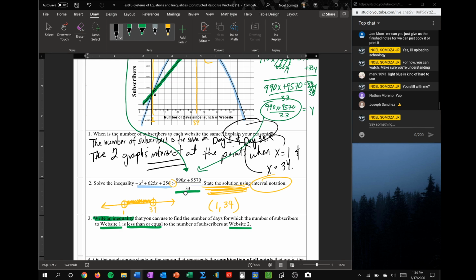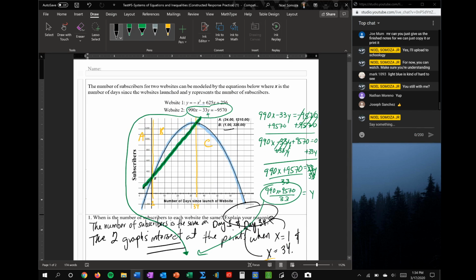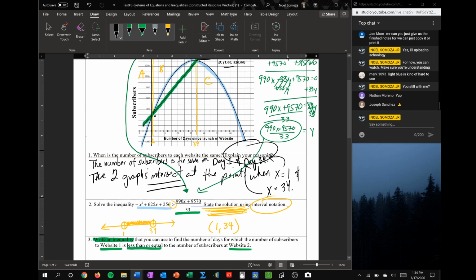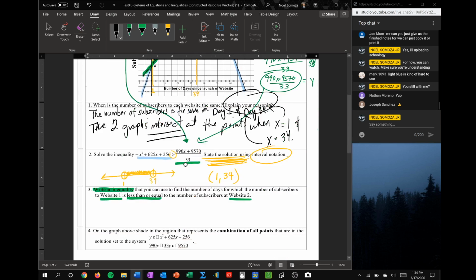So I just need to use the equations that I have up here already. I have 2 of them. So website 1 is the parabola. So that's going to be negative x squared plus 625x plus 256 is less than or equal to website 2.